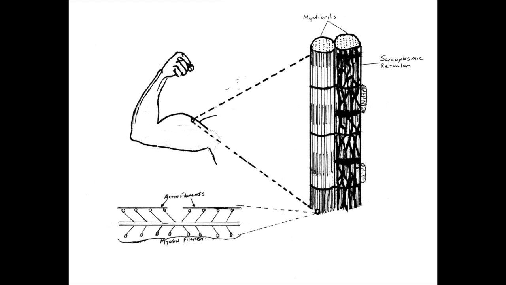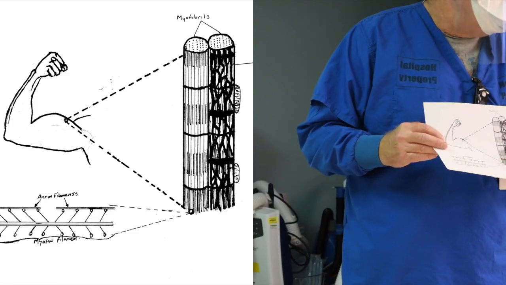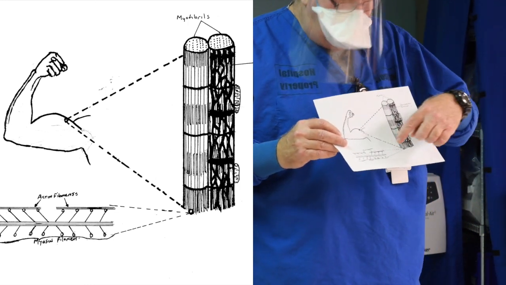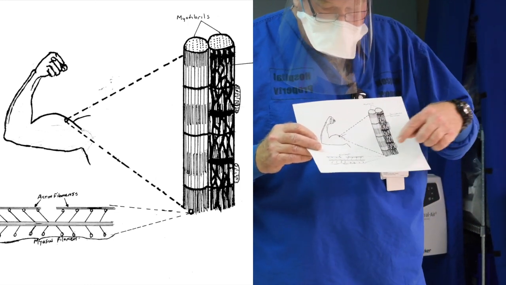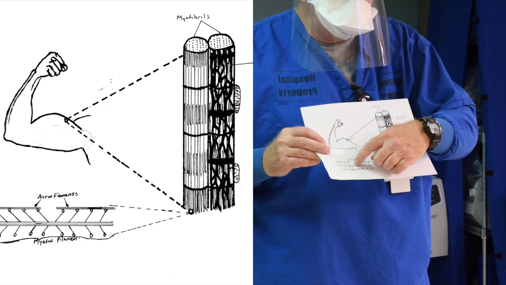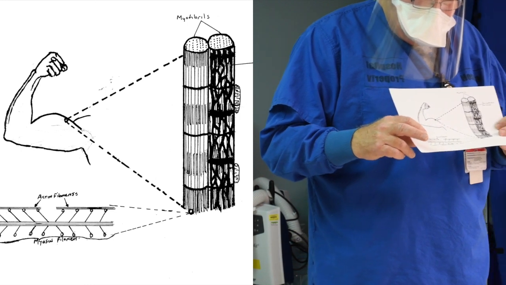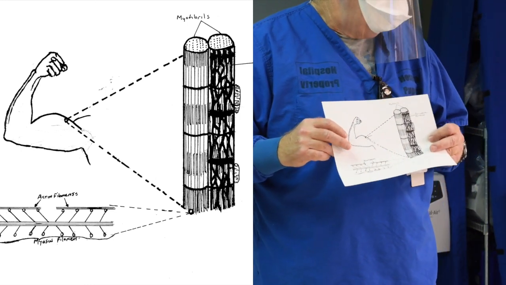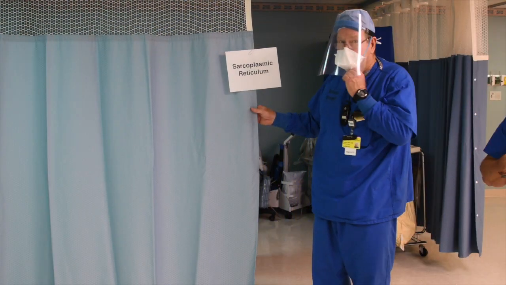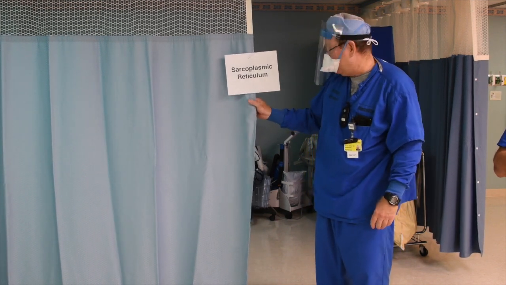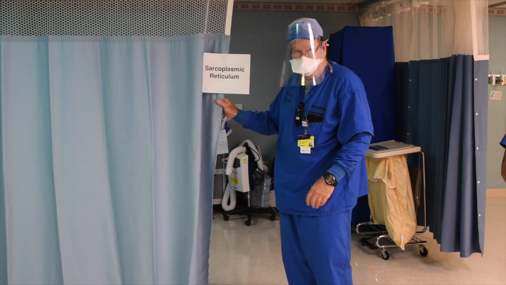The sarcoplasmic reticulum contains calcium. We'll talk about that function in a little bit here. If you look at the myofibrils even more closely, you'll see that they are made of actin and myosin components. And those actin and myosin components are activated when calcium gets released from the sarcoplasmic reticulum. So this curtain is going to represent our sarcoplasmic reticulum that has our calcium in it.